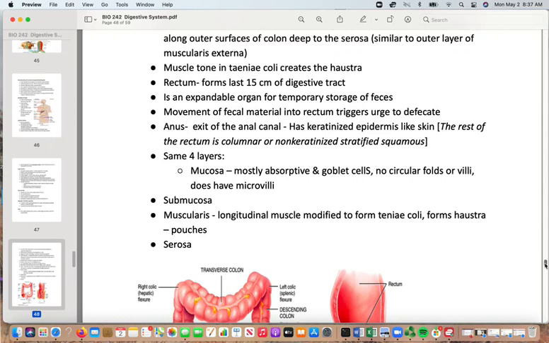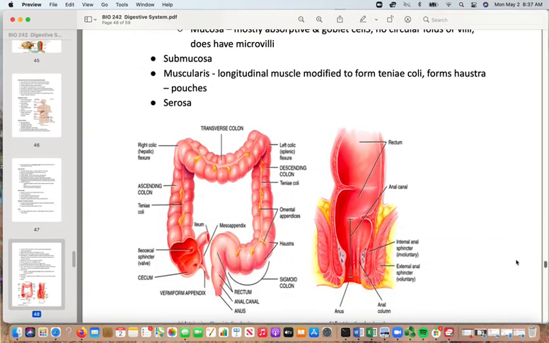So we've got the same 4 layers. The mucosa is mostly absorptive and goblet cells. There are no circular folds or villi here, although there are some microvilli. You have the submucosa, the muscularis, with longitudinal muscles that are modified to make those taenia coli and the haustra, and then the serosa.